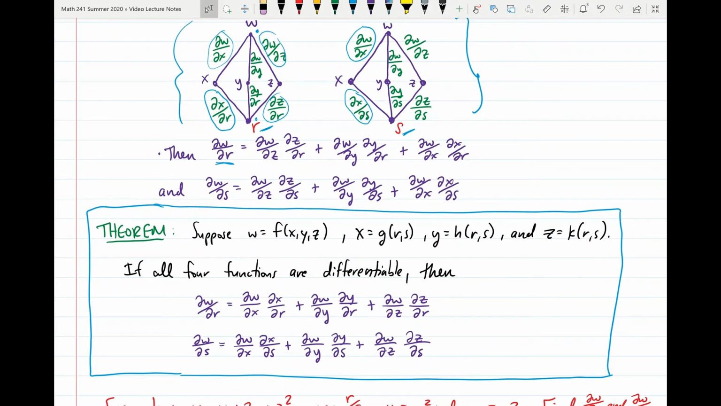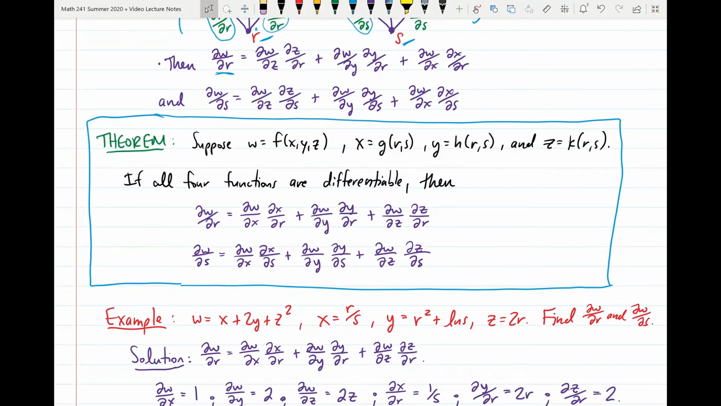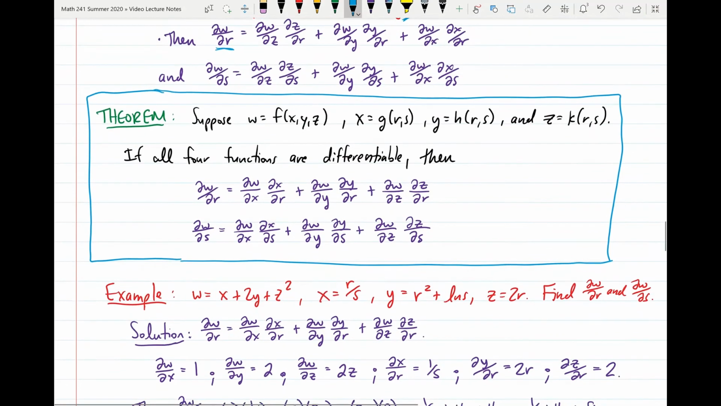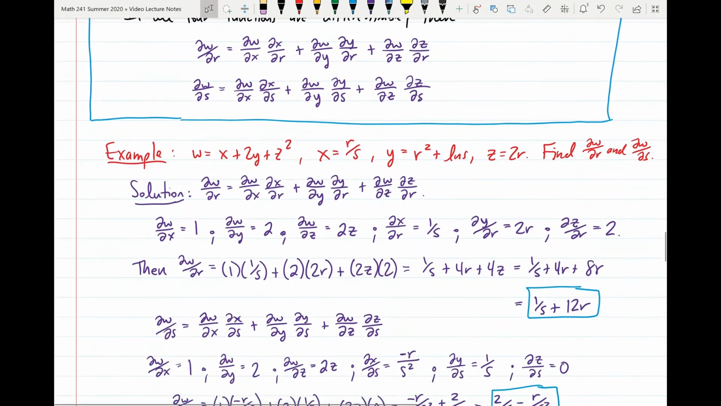And I'm not going to go through the partial derivative of w with respect to s, because it is exactly what you would expect it to be at this point. And again, I list this as a theorem here inside of this box, but that's really just for quick reference for you, because the theorem just states exactly what we just discovered from looking at the branch diagram. So let's move down to an example.